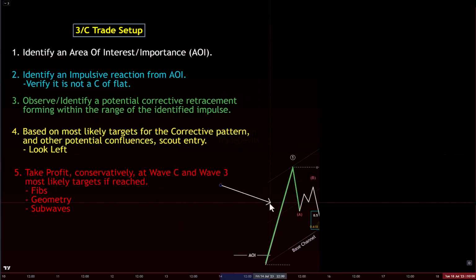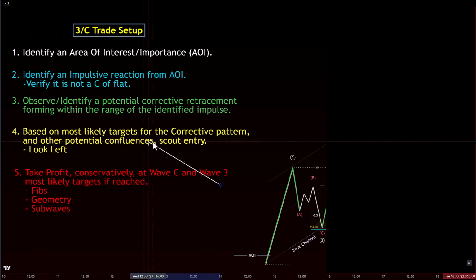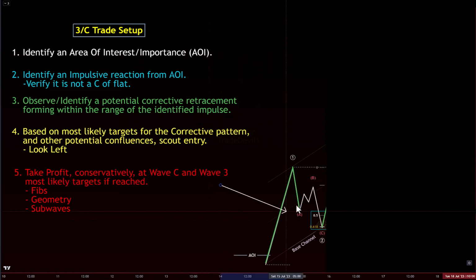Okay, I think I have a zigzag going on here. Now I've got to set up what the most likely targets are for a zigzag. Kind of look for confluences to enter a potential trade. All right. So I'm going to move this to the right a little bit more. Number 4 here, based on most likely targets for a corrective pattern and other potential confluence, scout an entry, look left. So that's what I've done here, I marked this out.